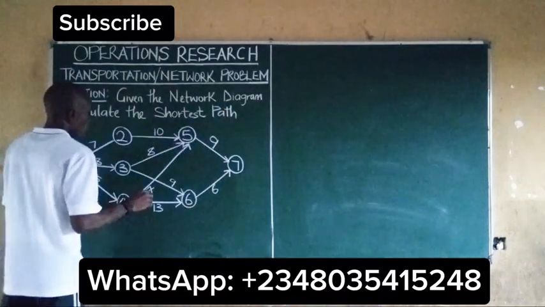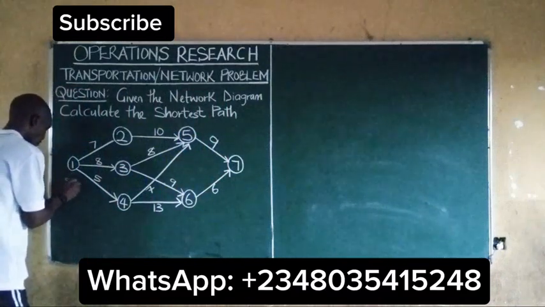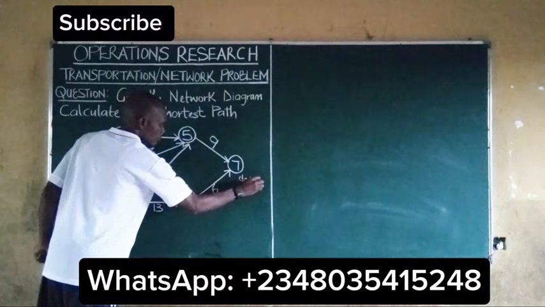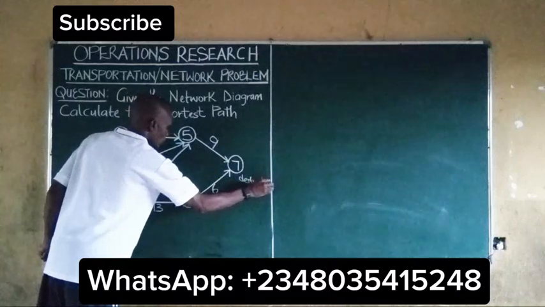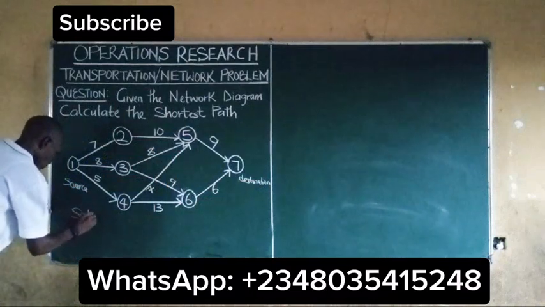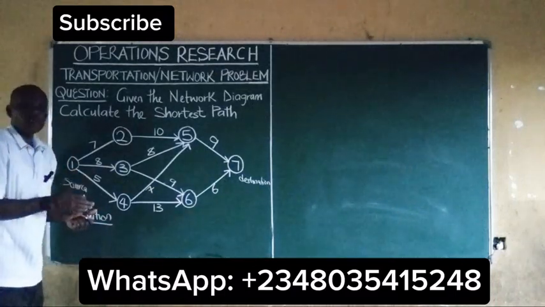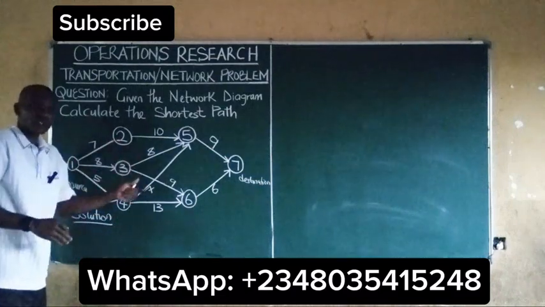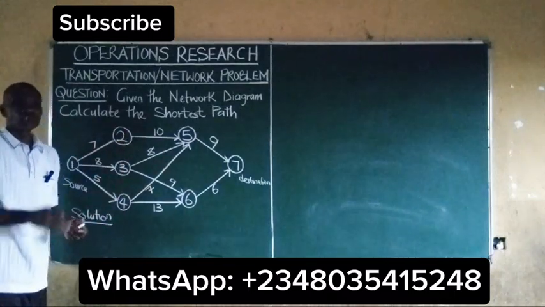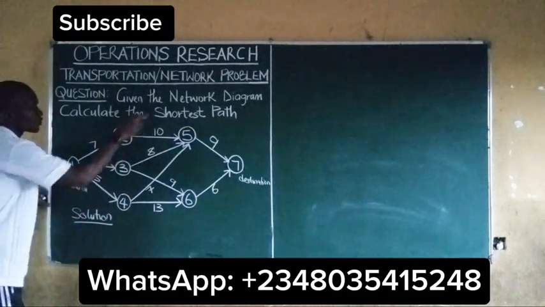The first thing to note before solving any question of this sort, we note that this is our source or the starting point, and this is our destination. So, to find the shortest path, we say solution. To find the shortest path of any transportation problem of this sort is just to take the routes from source to destination. So we must exhaust all routes from source to destination before we can get the shortest path.